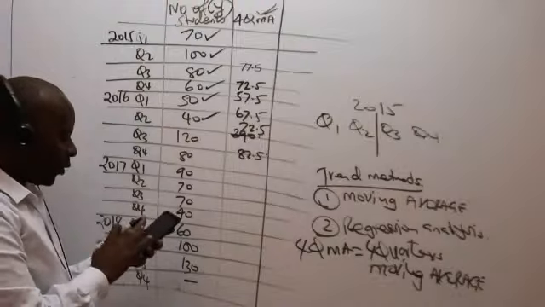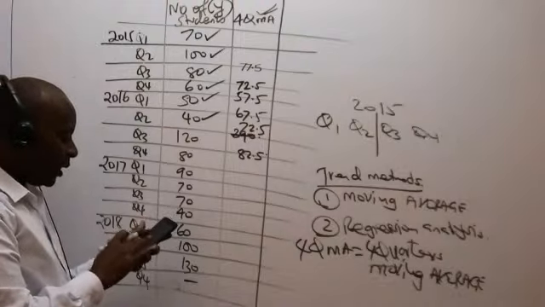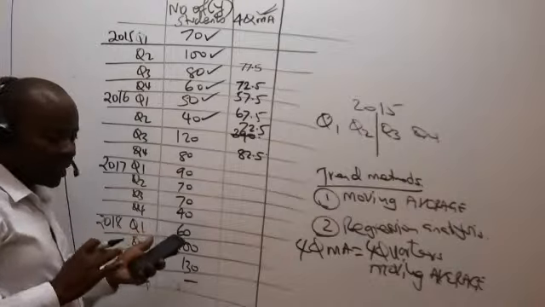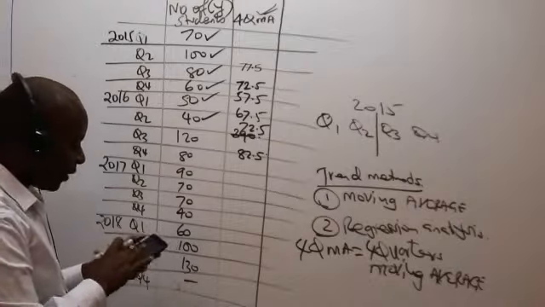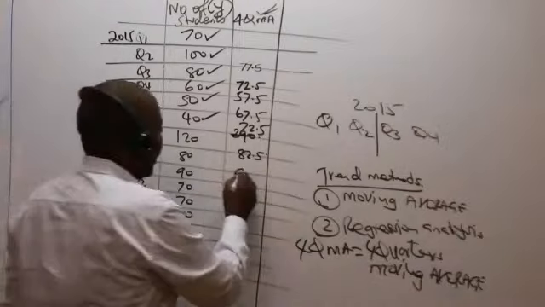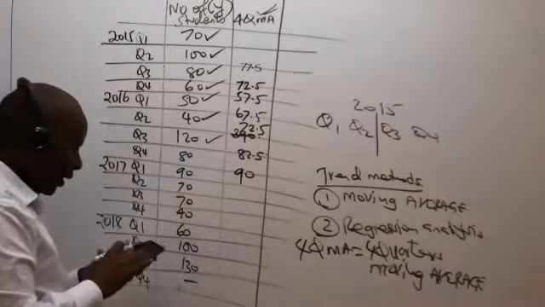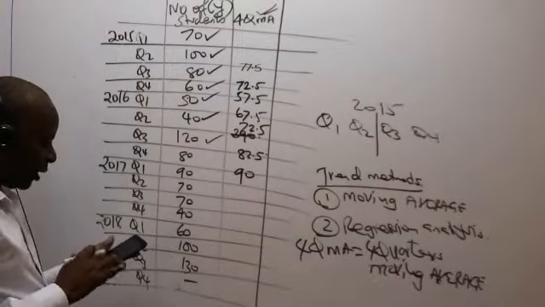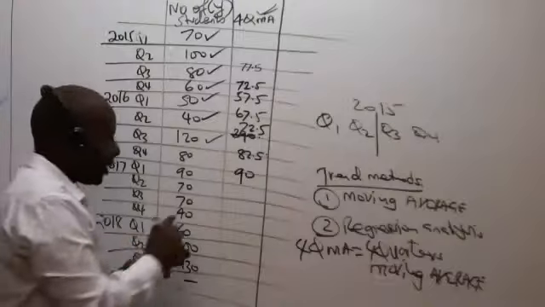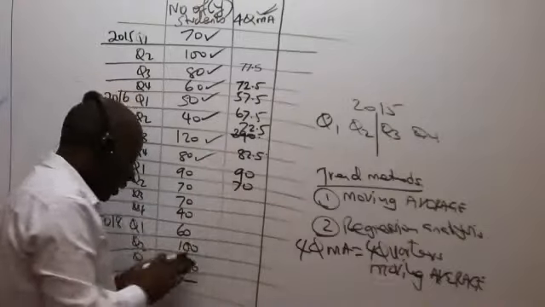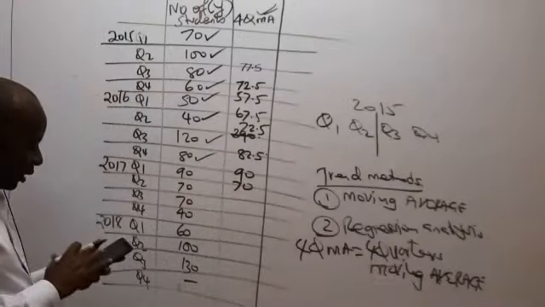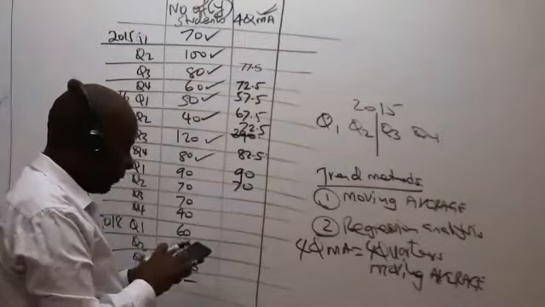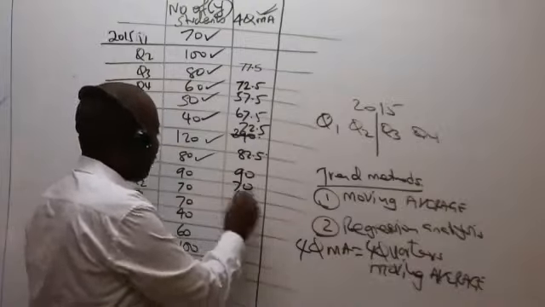So we have 120 plus 80 plus 90 plus 70. That is the next sequence. 360 divided by 4, averaging, I'm getting 90, tick that. So we have 80 plus 90 plus 70 plus 40 equals, divide by 4. I'm getting 70 here, tick that. We have 90 plus 70 plus 40 plus 60, divided by 4. I'm getting 65, you tick that.